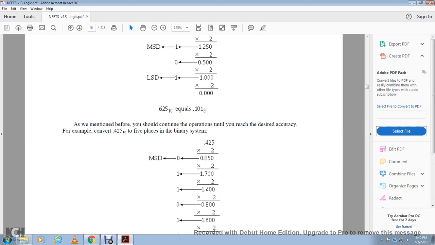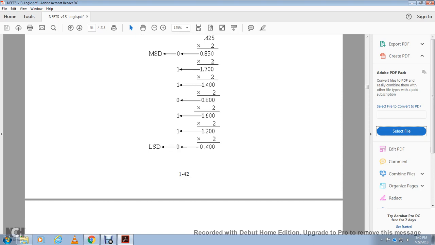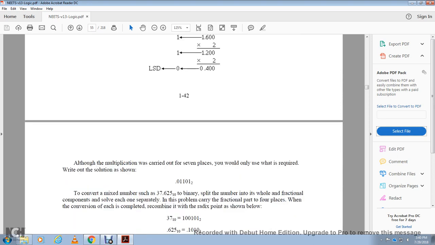2 times 0.8 would be 1.6, so 1. 2 times 0.6 is 1.2, which would be 1. And 2 times 0.2 is 0.4, so 0 is a significant digit. Although multiplication was carried out with 7 places, you would only use what was needed to write out the solution, or 0.11012.